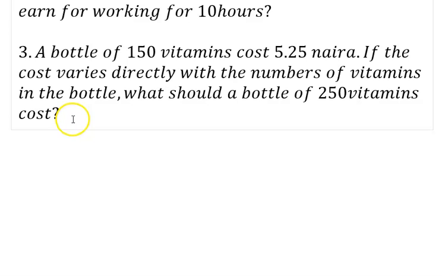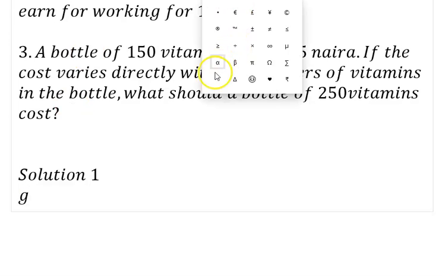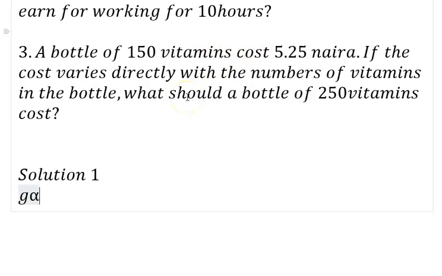Let's say solution number 1. Now, we say G varies directly, this is the symbol, this is the sign, as M, the miles. That is it. That is what is required from us.